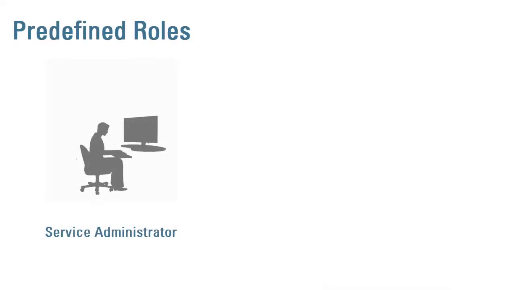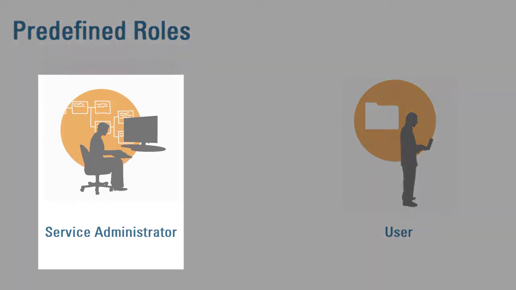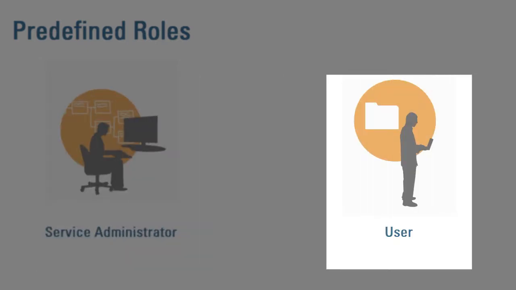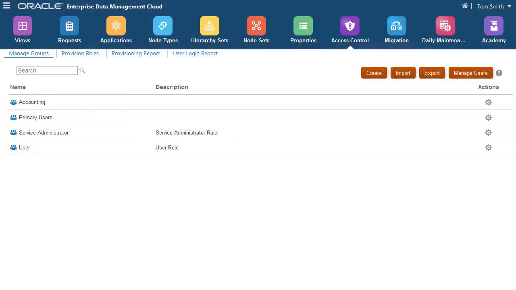Service administrators and users are set up in Oracle Cloud My Services based on the predefined roles of Service Administrator, who performs administrative tasks for the service, and User, who can perform functions and access resources. Service administrators can also perform user functions. Service administrators and users log into Enterprise Data Management Cloud. Once users are logged in, groups are set up in the Access Control work area.